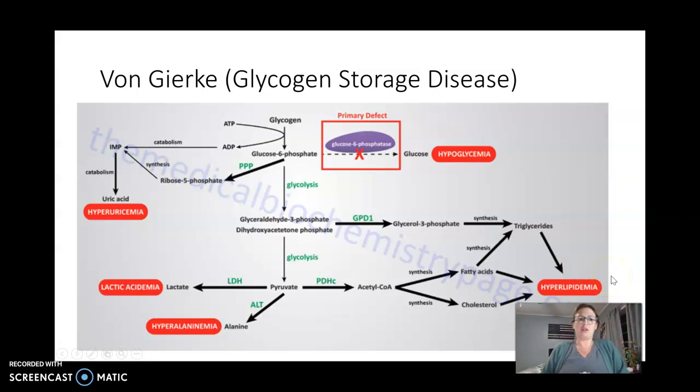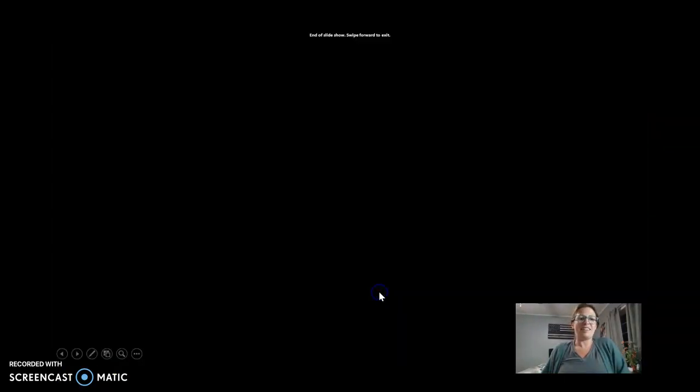So von Gierke's, best out of those 4 options, describes what that child has for a disease based off of the hypoglycemia in the fasted state, enlarged liver, along with the increased lactate when given epinephrine. So the correct answer here is D. And that is all.